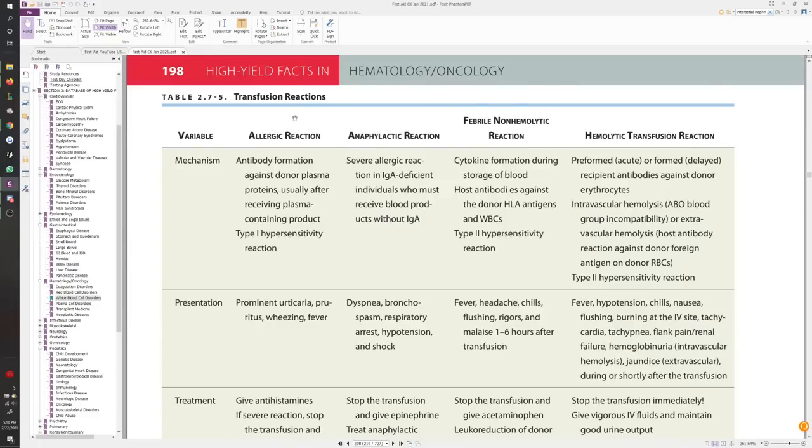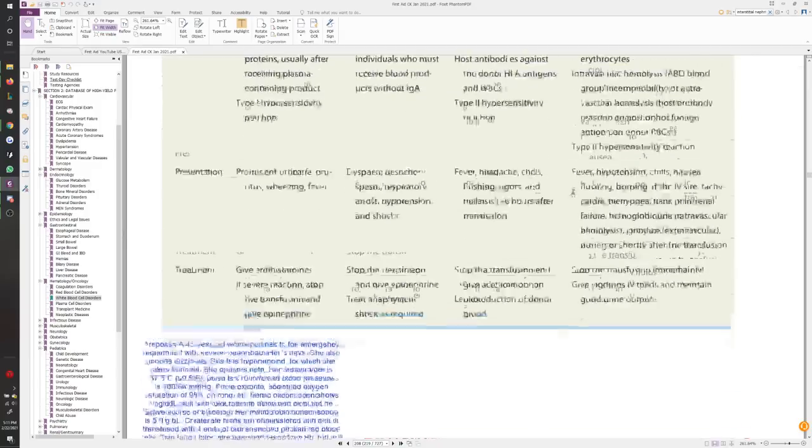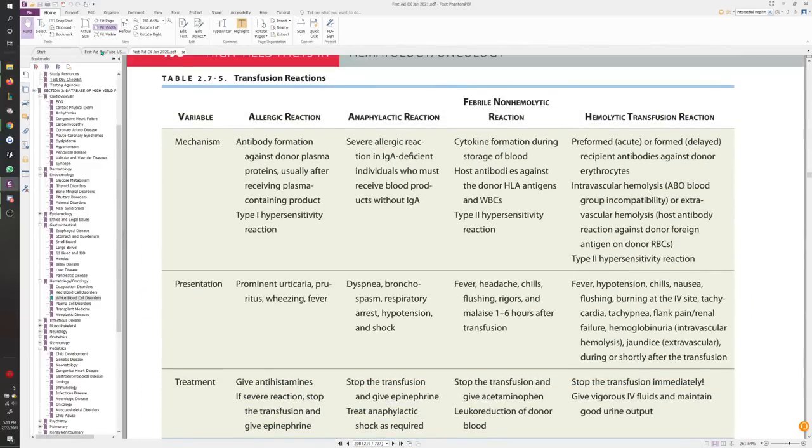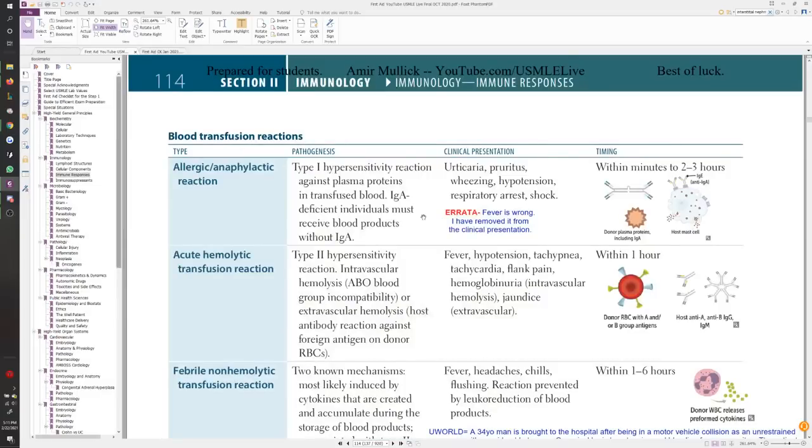Right. So here they have it in columns up to down. Says allergic reaction, anaphylactic reaction, febrile non-hemolytic, or hemolytic. There's more than just these four. So if we come back to the Step 1 book, it's a little better here. It's also more updated from First Aid 2021 and everything.